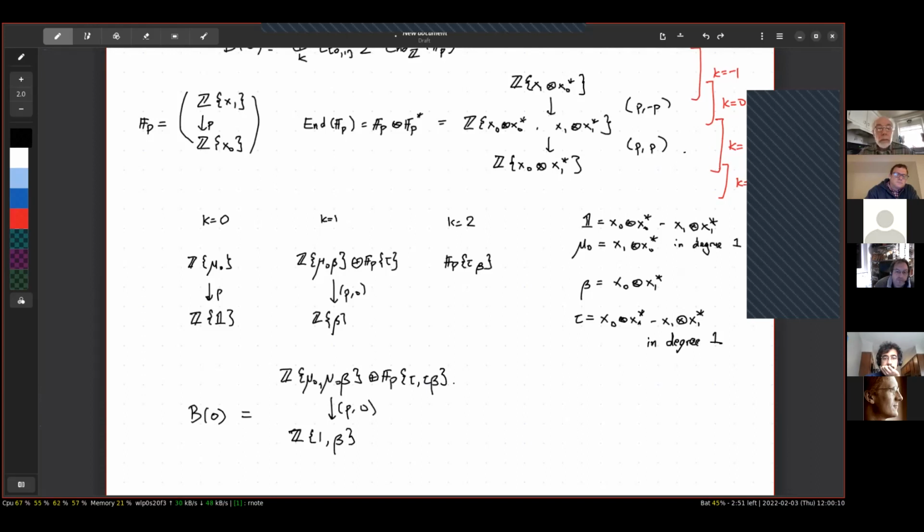So there's the product structure. Most things are already written here, but we have the last relation, which is we have to figure out what beta mu naught is. So for beta mu naught, we contract x1 dual with x1, so we get x0 tensor x0 dual. And this equals tau, which is the thing that looks like 1 but in degree 1, plus mu naught beta.